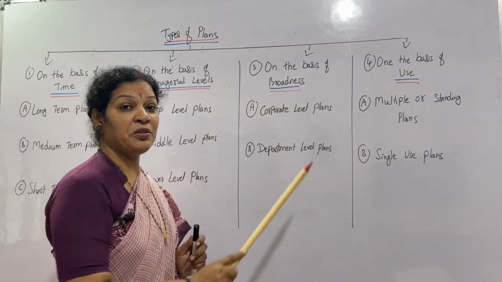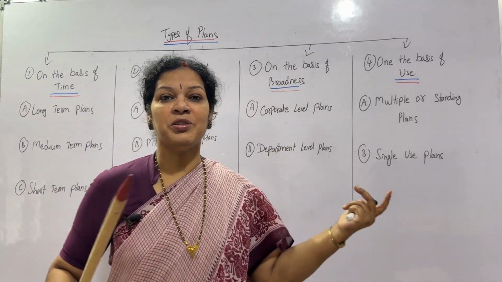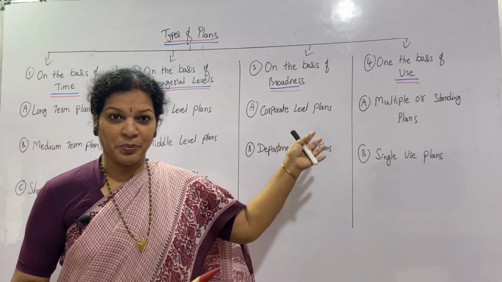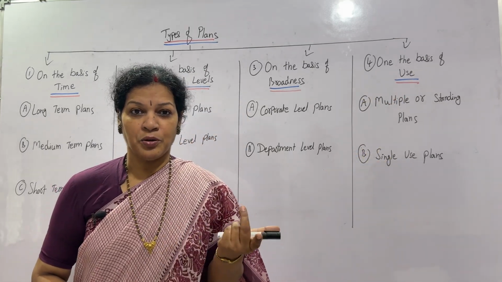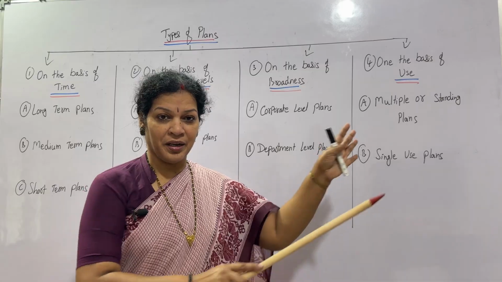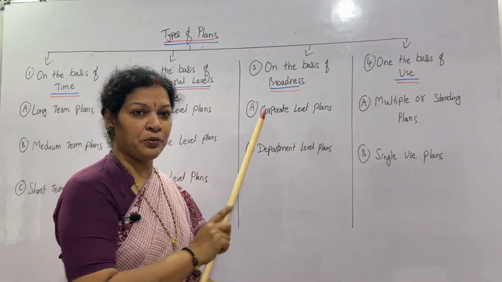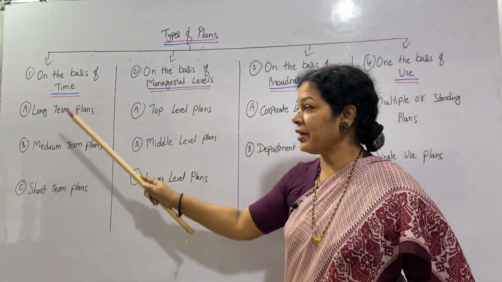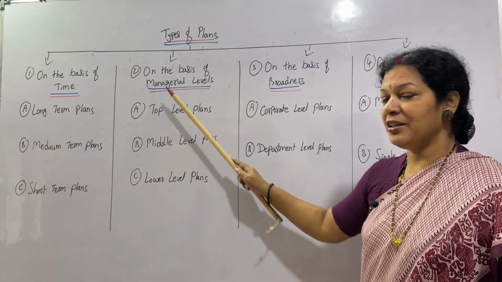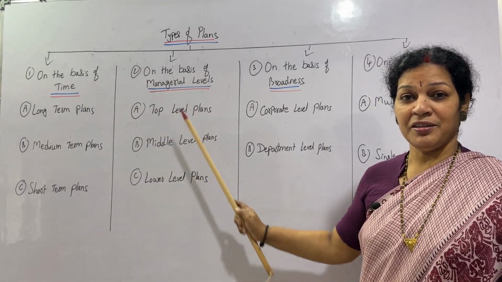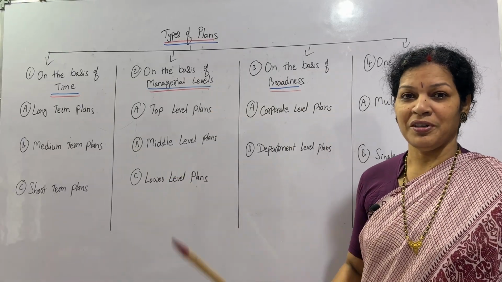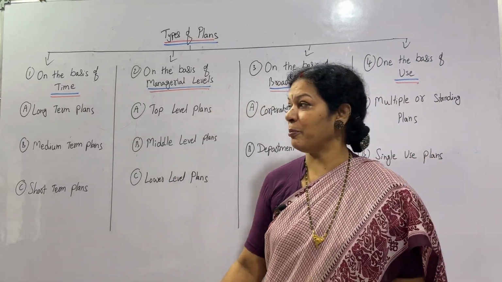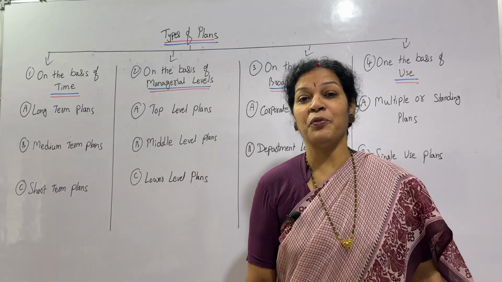The third one is on the basis of broadness, how big it is, and the fourth is on the basis of use, the usage of the plan. Here we have two plans each, but for the first two, time and managerial level, three plans each are there. 3, 3, 6, 2, 2, 4, 6 plus 4, only 10 plans. Very easy to remember. Now let's focus on the basis of time.